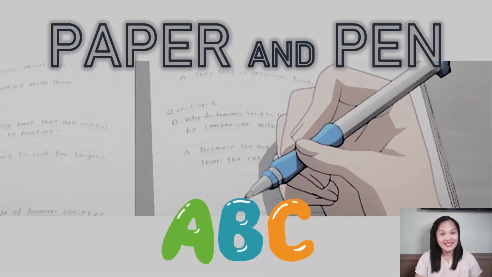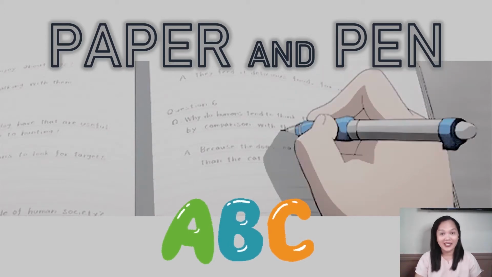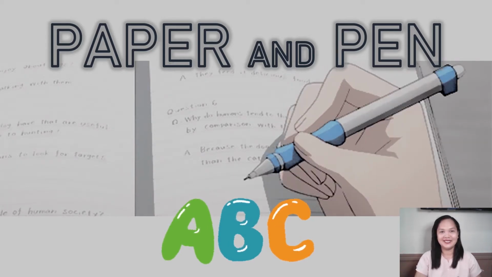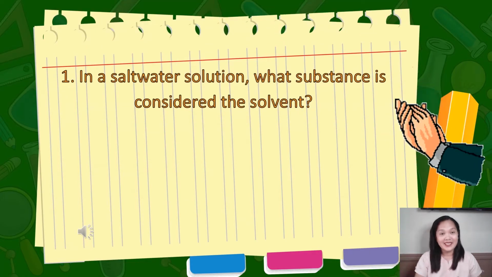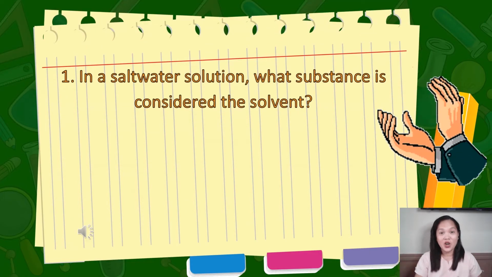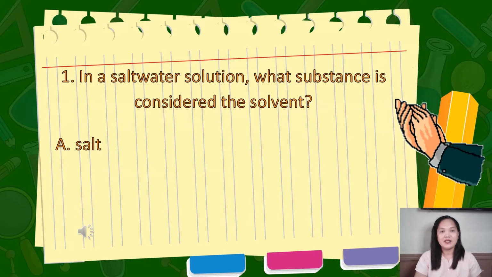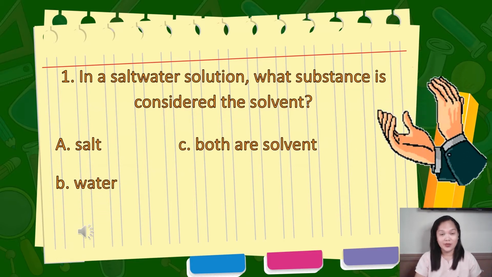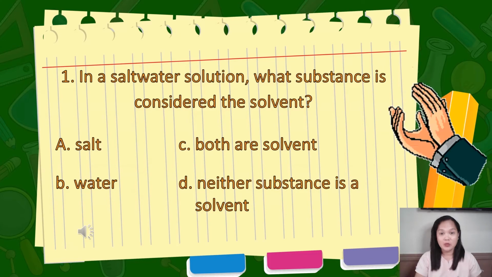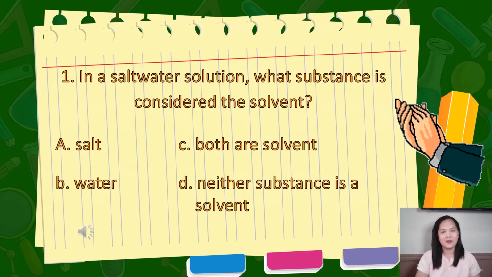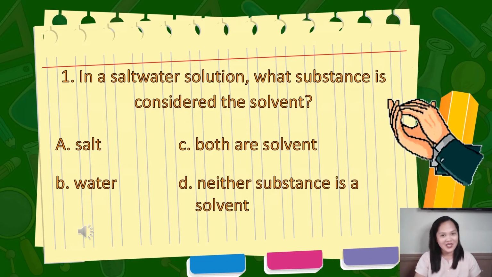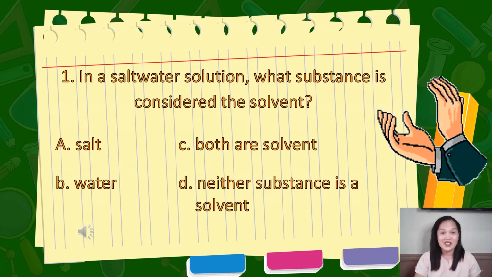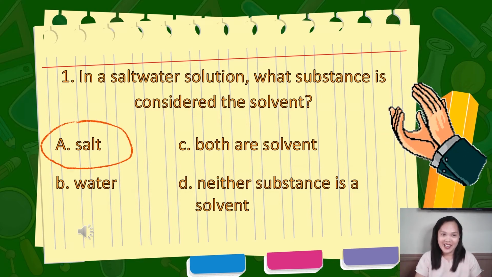Are you done? Very good. Let us now check your answers. Number 1. In a saltwater solution, what substance is considered a solvent? Is it A. Salt, B. Water, C. Both are solvent, D. Neither substance is a solvent? What's your answer? The answer is letter A. Salt.